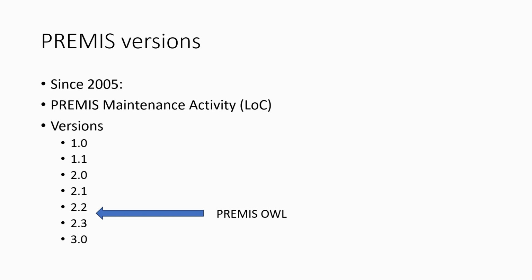PREMIS is an extensible markup language, or XML, schema, but a significant update, PREMIS OWL, debuted in 2011 while users were working with version 2.1. OWL, which stands for Web Ontology Language, is a semantic web language based on Resource Description Framework, or RDF. So PREMIS OWL provided a way to encode PREMIS using RDF.